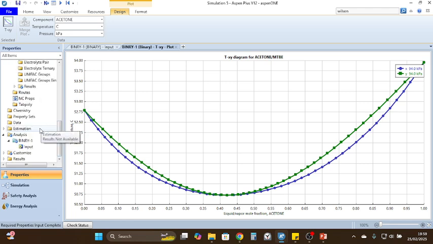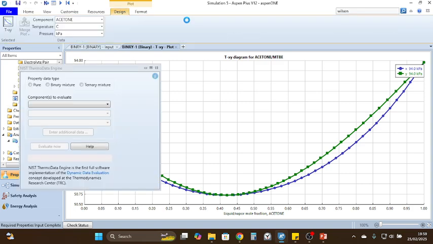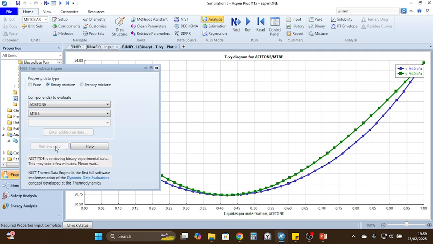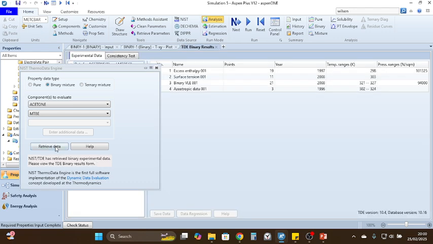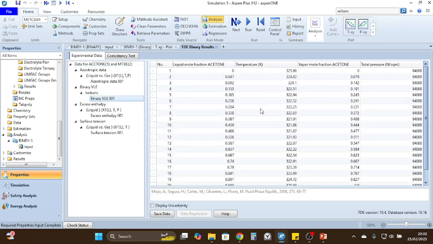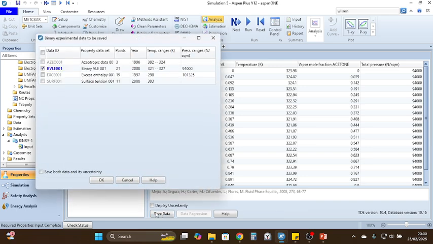Now what we are going to do is derive the binary mixture for acetone and MTBE. Over here we have this data. The temperature is in Kelvin and the pressure you can see is 94,000 Newton per meter square, that is 94,000 Pascal or 94 kilopascal. I'm going to save this data.